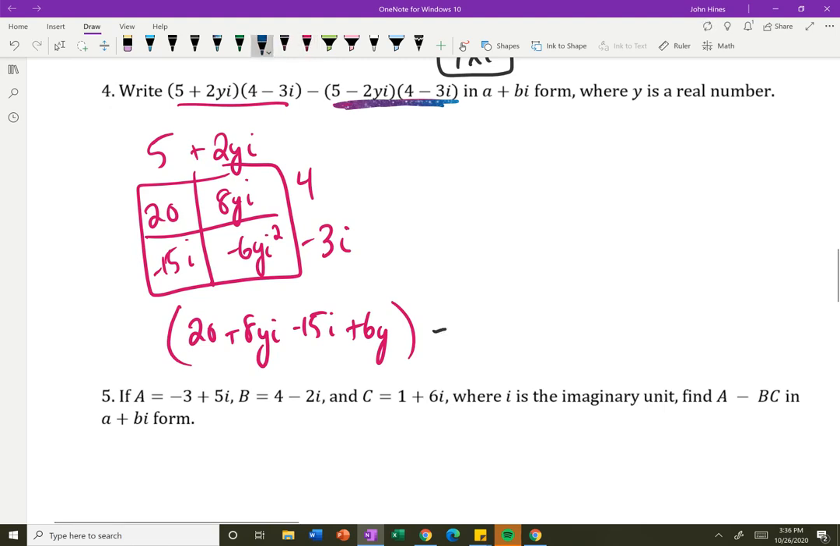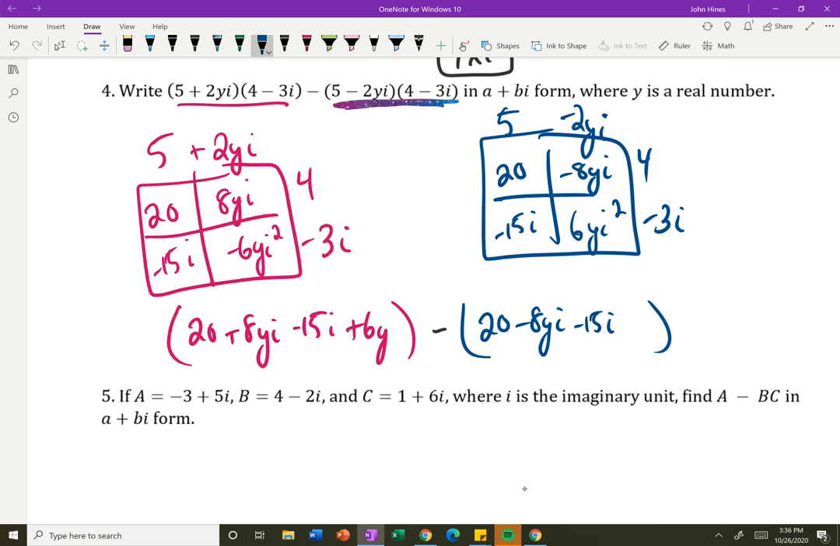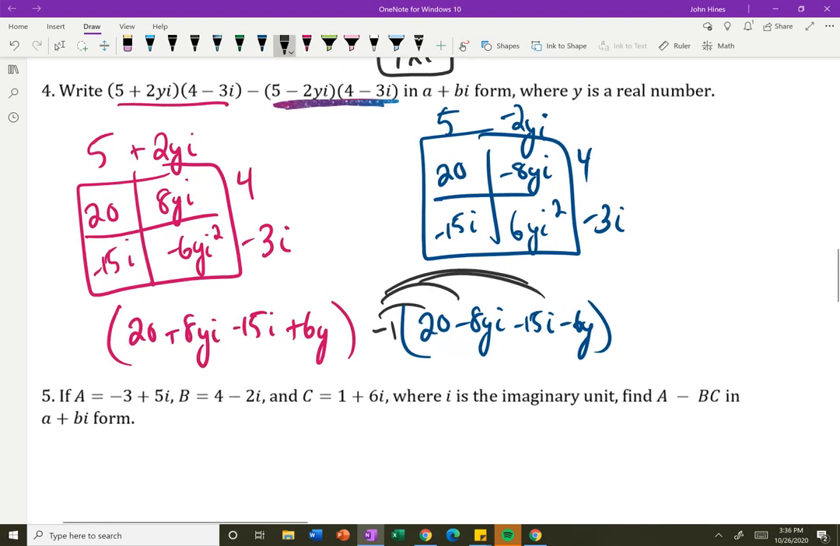Minus, and I've got to do that all over again for the galaxy box over here. And no, I'm not switching to the galaxy pen. 20 minus 8yi minus 15i positive 6yi squared. So 20 minus 8yi minus 15i. Again, i squared is a sign changer, minus 6y. And now I get to distribute and change everybody's sign.